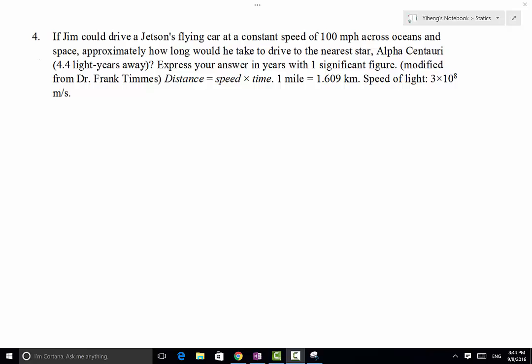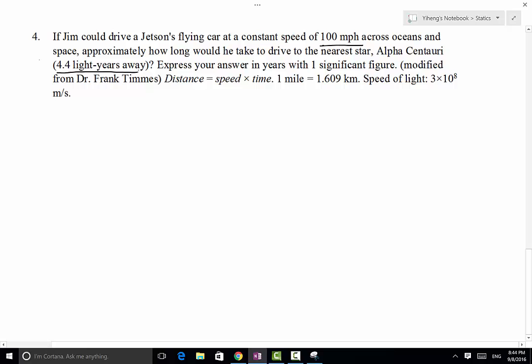In this imaginary scenario, Jim is driving a Jetsons flying car at a constant speed of 100 miles per hour. We need to determine approximately how long it will take him to arrive at the nearest star from Earth, Alpha Centauri, which is about 4.4 light years away.